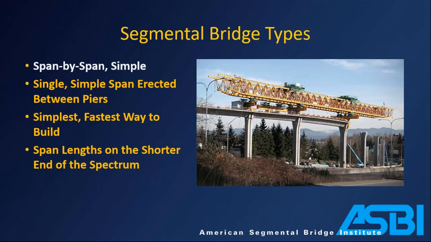It's probably the fastest way to build. There are no closure pours to deal with. You can just keep going. You have the shortest erection cycle. The downside is it's a simple span. It's going to have the most limited span range. So the sweet spot for these is on the order of 120 to 125 feet, sorry. You can see a little bit of nibbling around the edges on either end, but that's roughly where you're going to live with that type of construction.